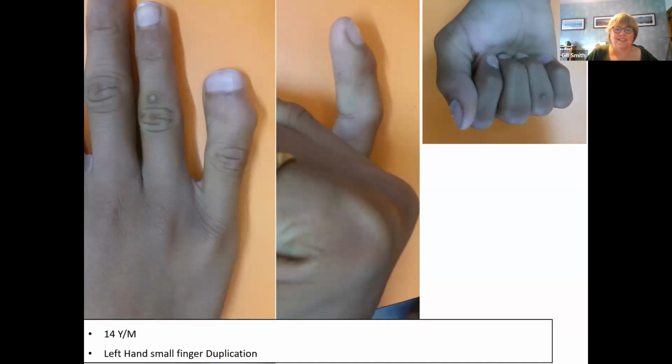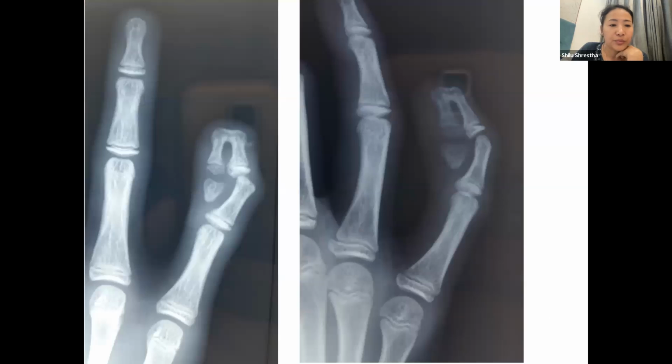Yeah, that one. Okay. So this is a case of a 14-year-old boy with duplication of the small finger, and he wanted to join the army later. That's why he wanted to have it corrected. So can you move the slide, please? Yeah, so this is his X-ray. So I just want to ask Dr. Dan, how would you proceed further?